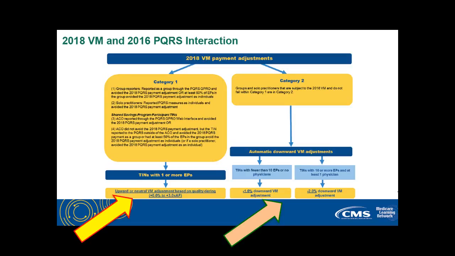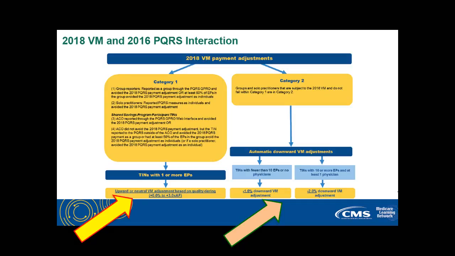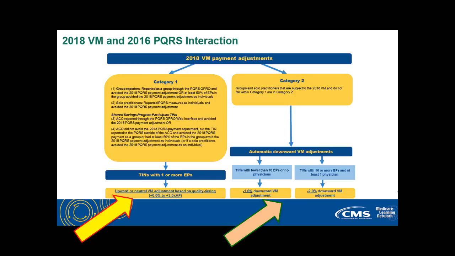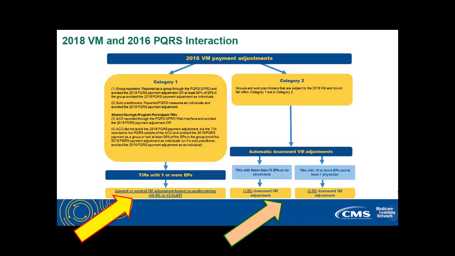However, for those who, for whatever reason, chose not to report during that time frame, those practitioners are categorized as Category 2 providers. And what will happen January 1st, 2018, is that they will be subject to either a 1 or 2% downward adjustment in Medicare payment for every Medicare claim throughout calendar year 2018. So that's a pretty substantial impact on revenues coming back to the organization. So this underscores the value of understanding these programs and having participated in them.